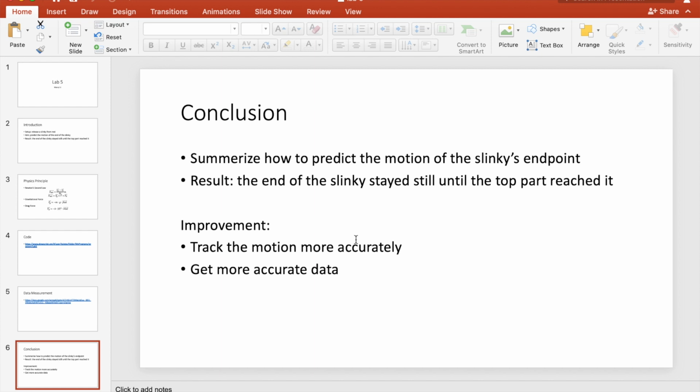Here are the improvements. I want to track the motion more accurately by making a video myself, so that the video can have high resolution, and then I can track the end of the slinky better. And also I can have more accurate data. I will know what exactly the mass of the slinky is instead of getting the data from the internet.